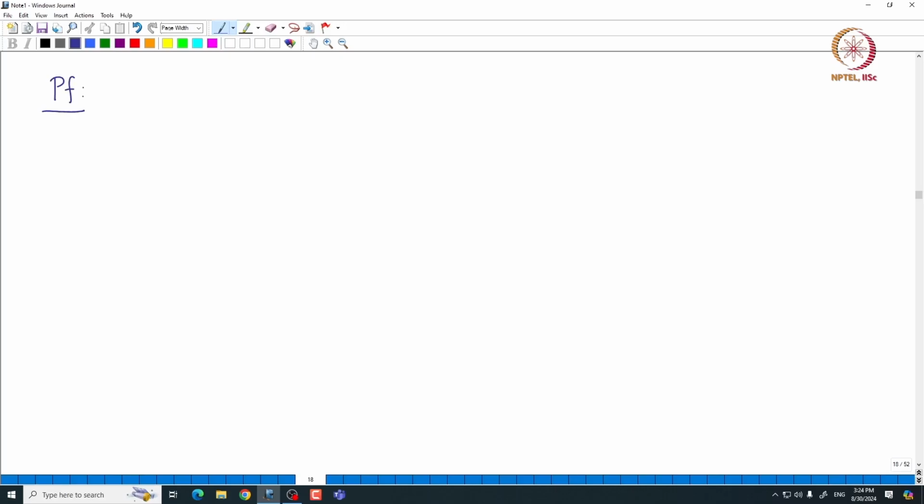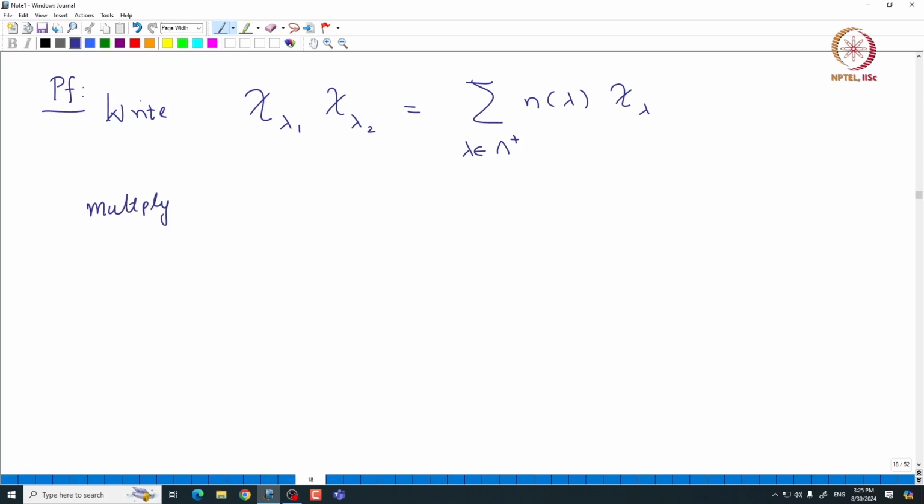So, let us go through the proof. Just write chi lambda 1 times chi lambda 2 to be the summation of n of lambda chi lambda, where lambda runs over lambda plus. Now we are interested in computing n of lambda in terms of the Weyl group. So, what we will do first is multiply by S rho on both sides.